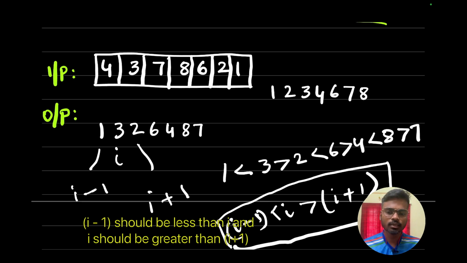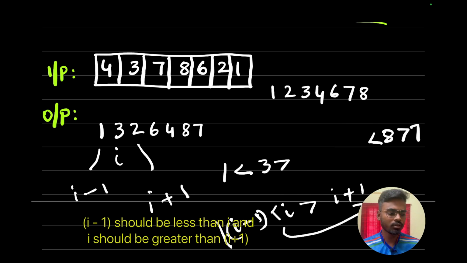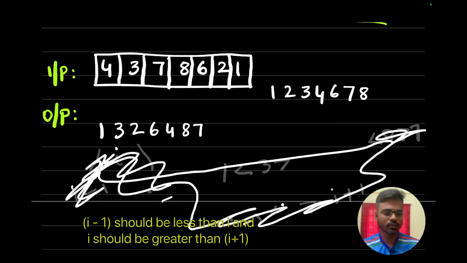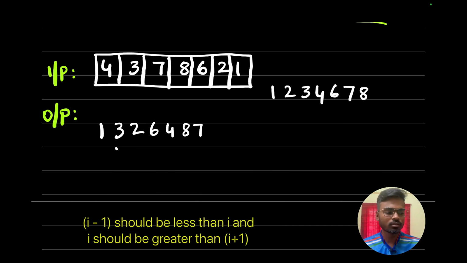Using this condition we are going to solve this problem. Now let us see how we can solve it. First let me erase this, and the first step in our solution is to sort the given array. The given array is 4 3 7 6 8 6 2 1. After sorting this, we have got 1 2 3 4 6 7 8. This is the sorted array.